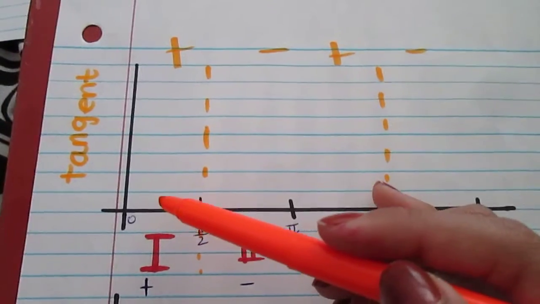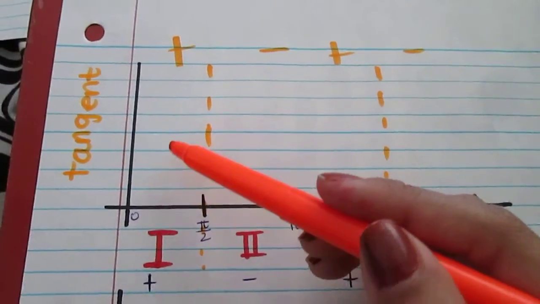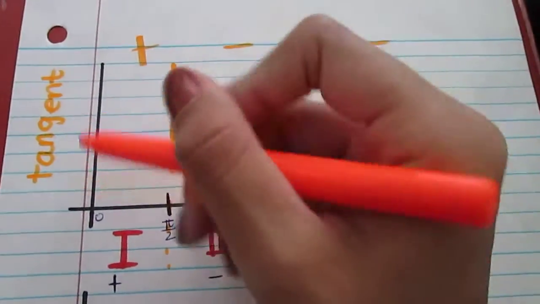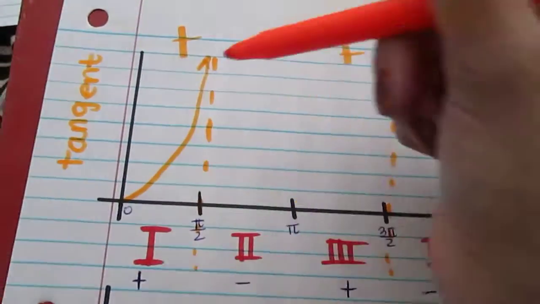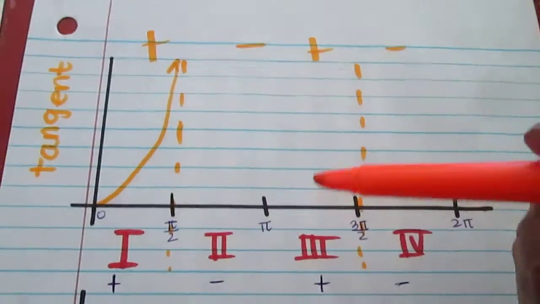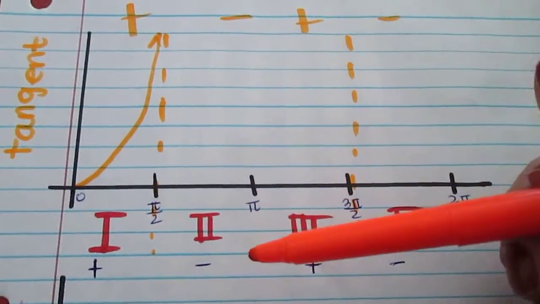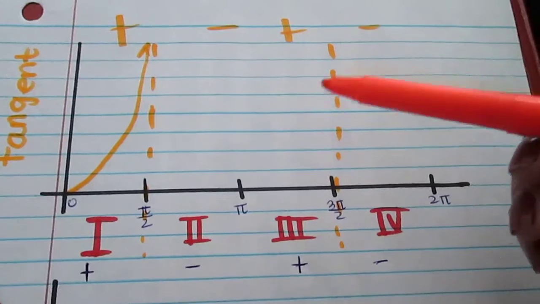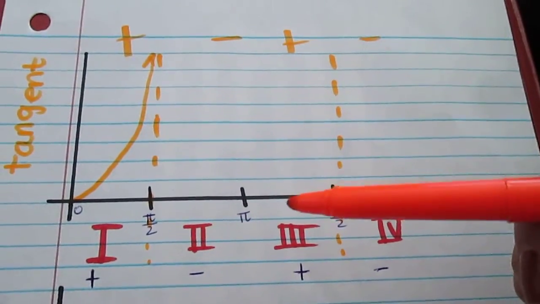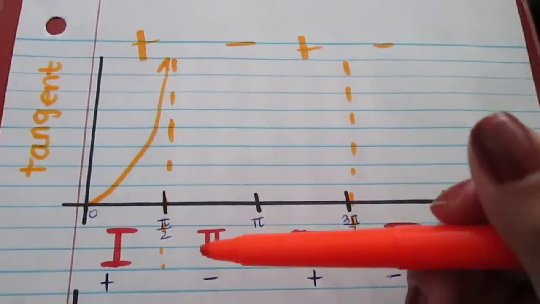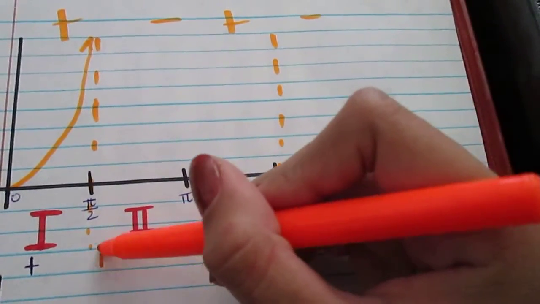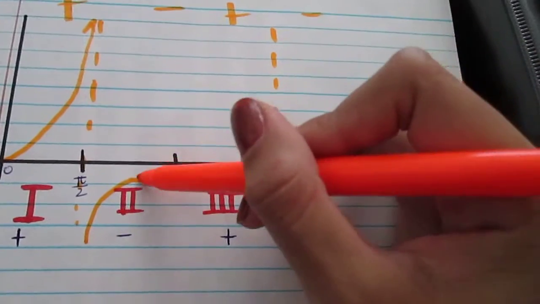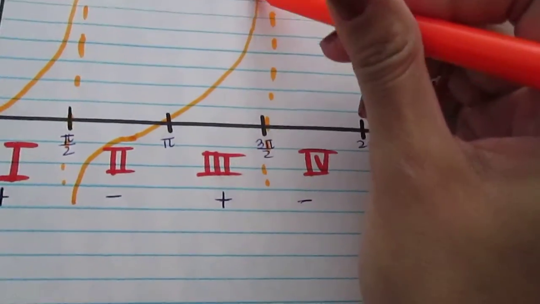Positive, negative, positive, negative. And so we're kind of restricted by the asymptotes, so we have to make sure that our tangent graph is above the line in the first quadrant because it's positive. So we're going to be going up towards the asymptote, and in the second quadrant we are negative, but in the third quadrant we're positive. So keeping in mind the asymptotes, we have to make the graph kind of go uphill.